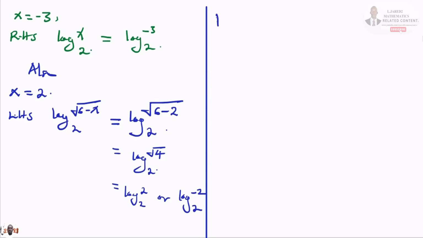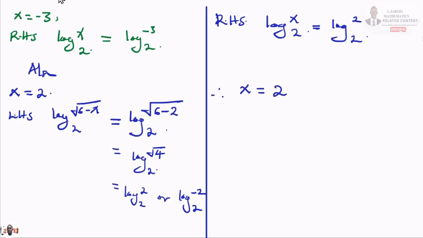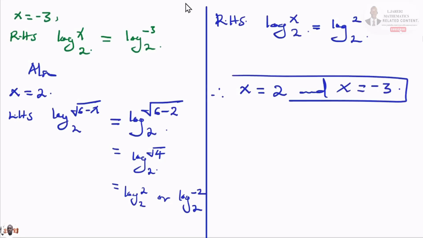Let us now test the one on the right hand side. On the right side we have log of x base 2. As we substitute, this is the same as having the log of 2 base 2. We see that this is also correct. We can conclude that therefore the values are x equals 2 and x equals negative 3. Both answers are correct because we have already tested them.